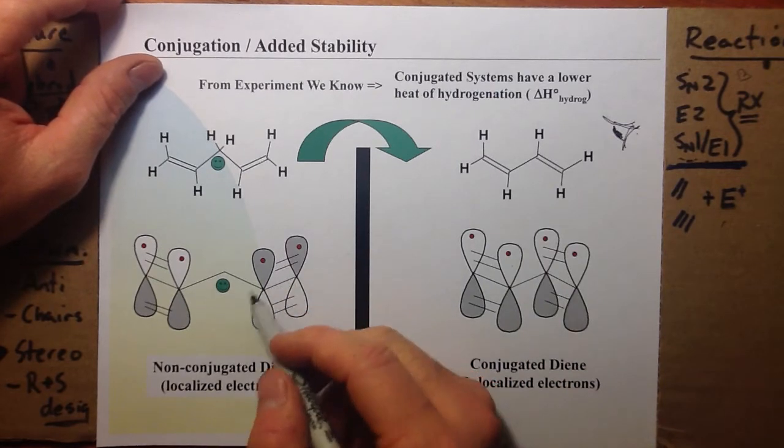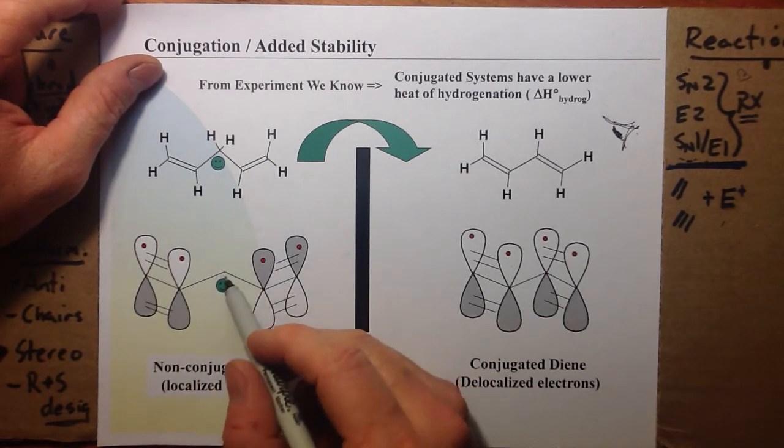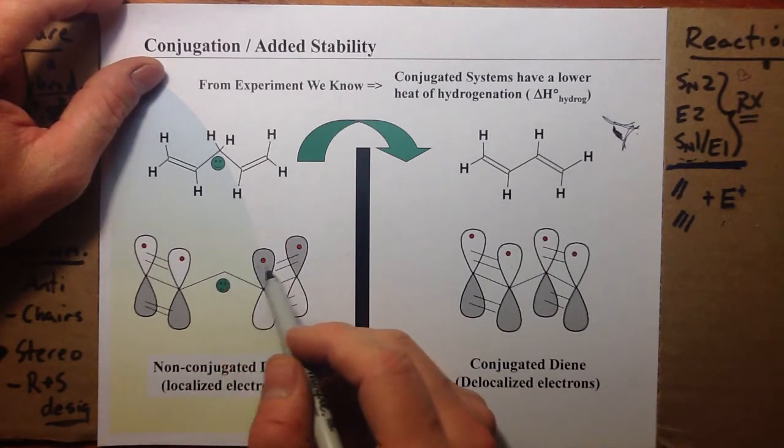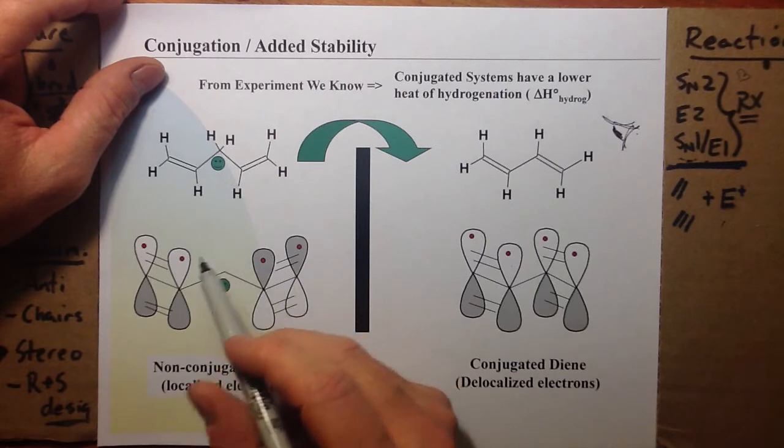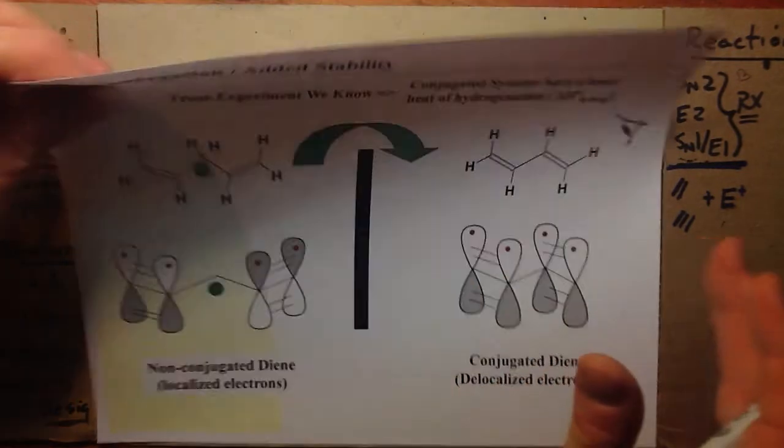This would be a non-conjugated diene, where we have no communication of the pi bond here with the pi bond here.